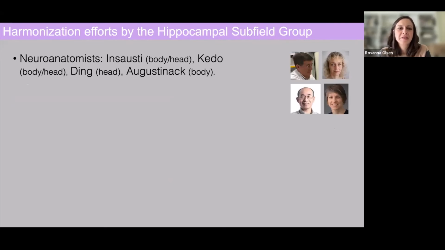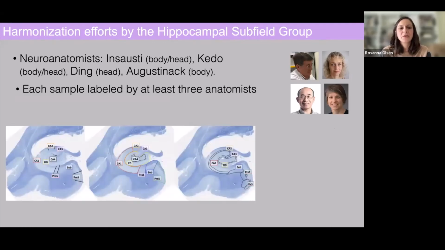So who are the neuroanatomists that have been involved? Ricardo Insausti, Olga Kedo, who works closely with Katrin Amunts in Germany, Song-Lin Ding, and Jean Augustinack are the neuroanatomists who have very kindly been involved in this effort. For the development of the protocol, we've had at least 3 neuroanatomists label the different regions of the hippocampus. This will take out the individual differences variability that I mentioned before, because it's the same sample being labeled by 3 different neuroanatomists.